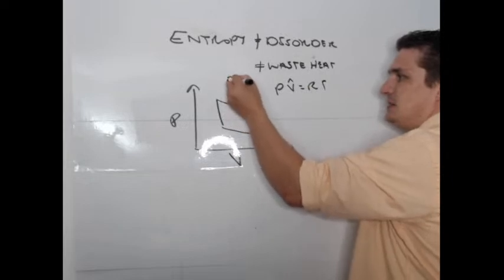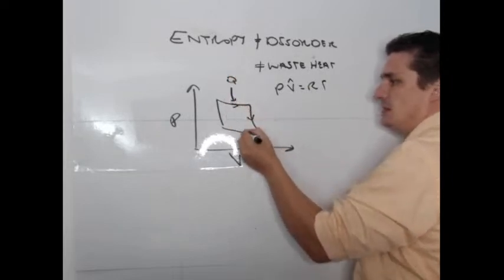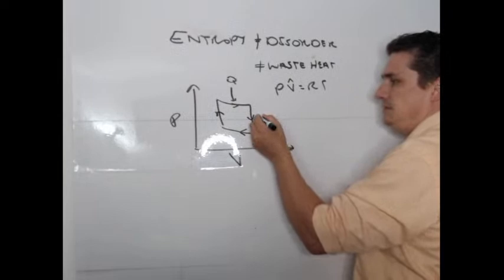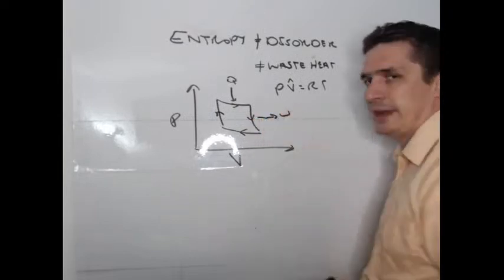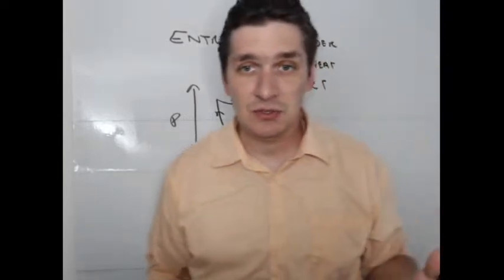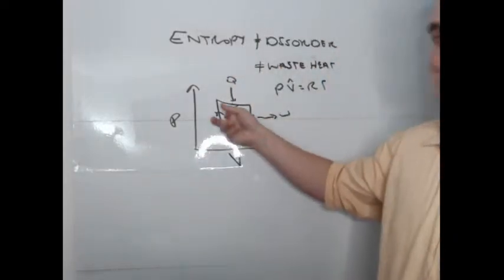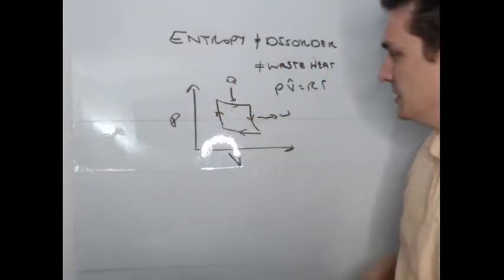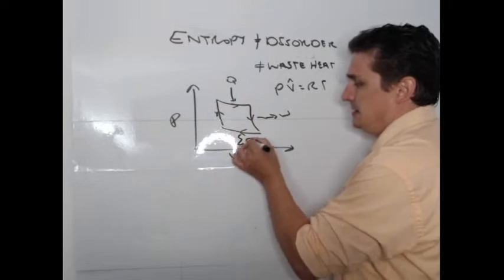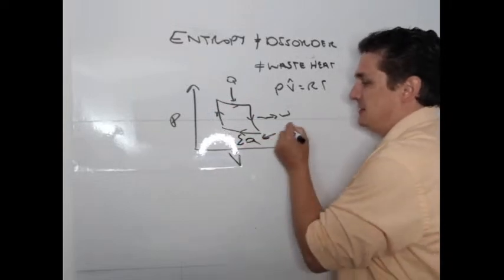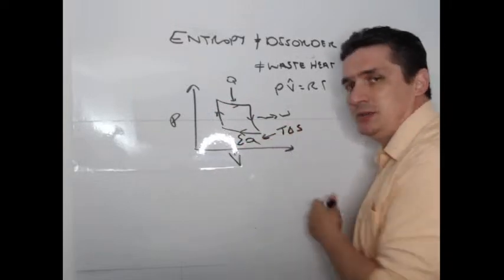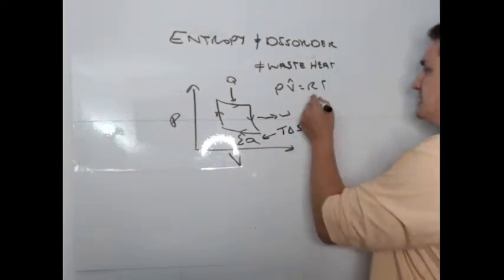Basically, with these, what happens is that we have some heat source, and we apply heat to our engine, and it does work, and then the heat is released into the environment, and this is your T delta S term. The reason why this is misleading is this is what's called a heat cycle.